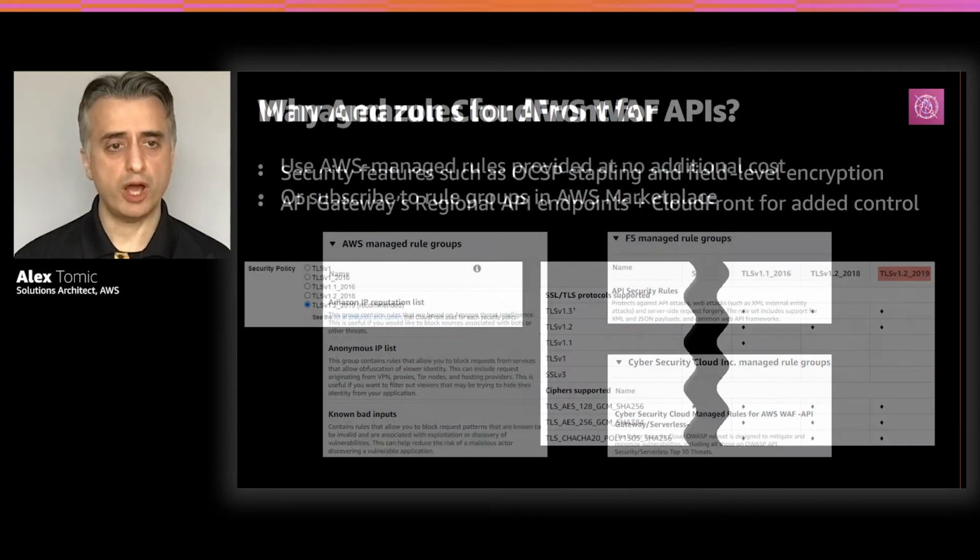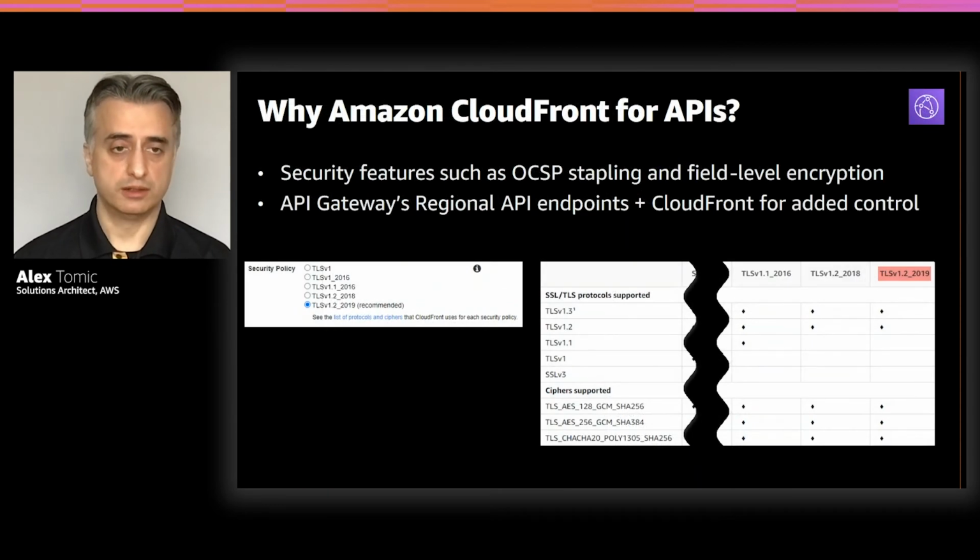All right, so why would you use a CDN like Amazon CloudFront for a public-facing API? Well, using CloudFront has security and performance benefits for APIs. To get the best amount of control, you can choose to create a regional API endpoint when defining it inside of the API Gateway configuration. You can then use that regional endpoint as the origin for your own custom CloudFront distribution.